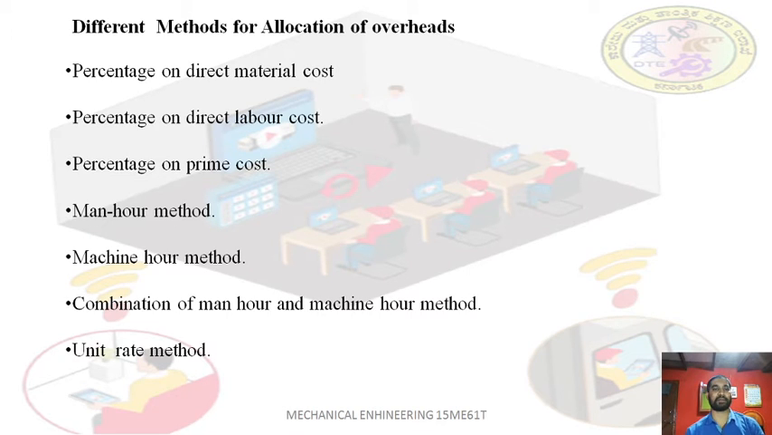Following are these methods: the percentage on direct material cost, the percentage on direct labor cost, the percentage on prime cost method, man hour method, machine hour method, combination of man hour and machine hour, and the unit rate method.